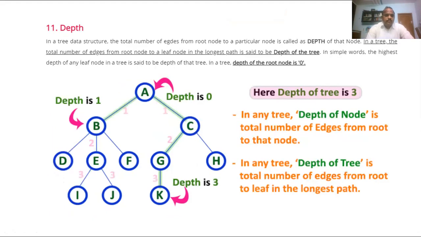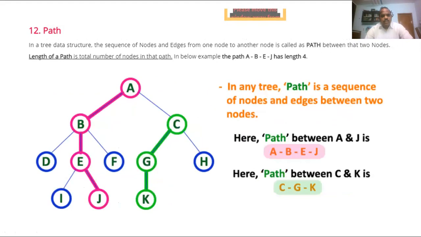Clear? Depth. In a tree data structure, the total number of edges from the root node to a particular node is called the depth. Simply, in any tree, the depth of a node is the total number of edges from the root to the node. Here, 0, next is depth 1, depth 2, and depth 3. Clear? Levels of a tree go from top to bottom. The depth of a tree is the total number of edges from the root to a leaf in the longest path. That is called depth.